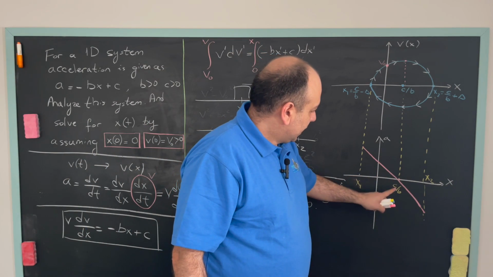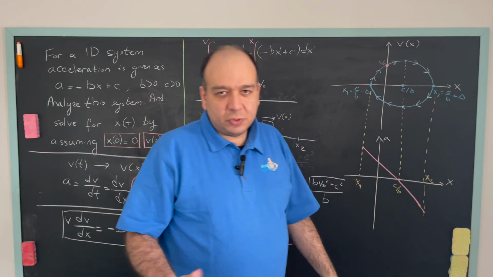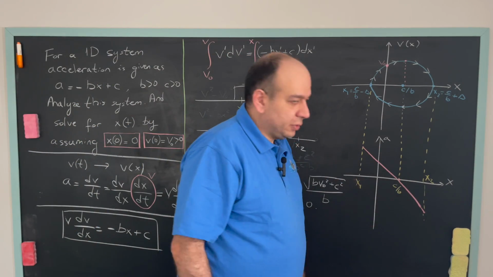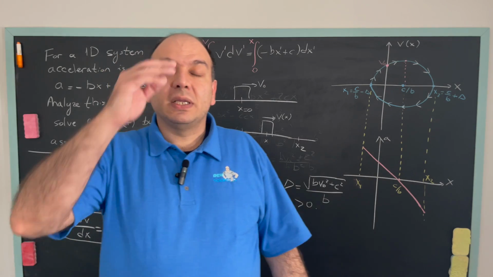And I would like to pick this point C over B. It seems to me a little bit an interesting point because acceleration is 0 at x is equal to C over B. Okay, let's think about it.